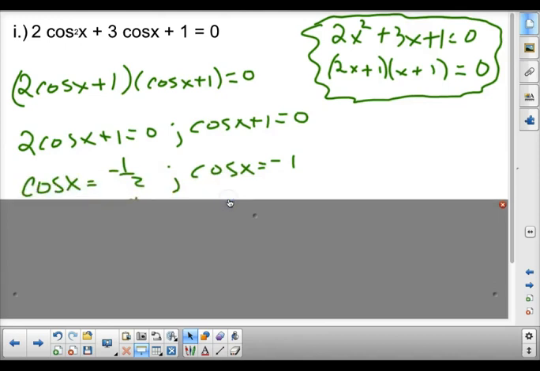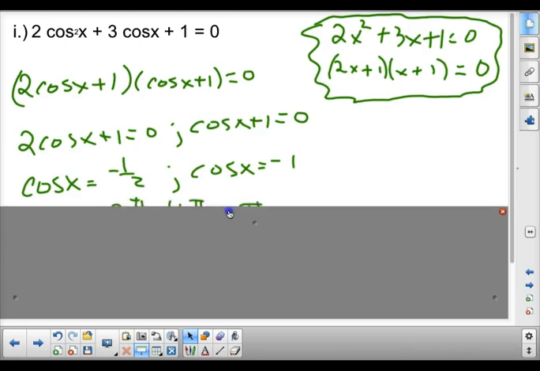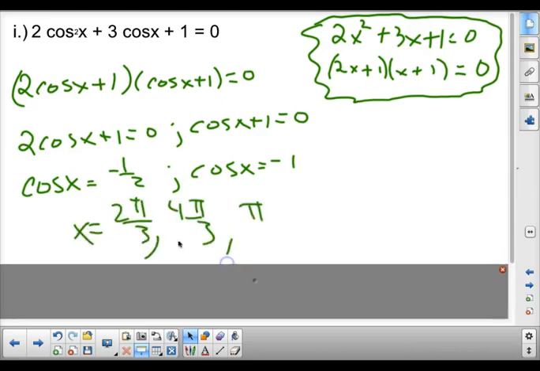Solve for the cosine of x in each one, and then find all the angles on the unit circle from 0 to 2 pi that satisfy those conditions. So the cosine of x is negative 1/2 at 2 pi over 3 and 4 pi over 3, and the cosine of x is negative 1 at pi. And those are my solutions.